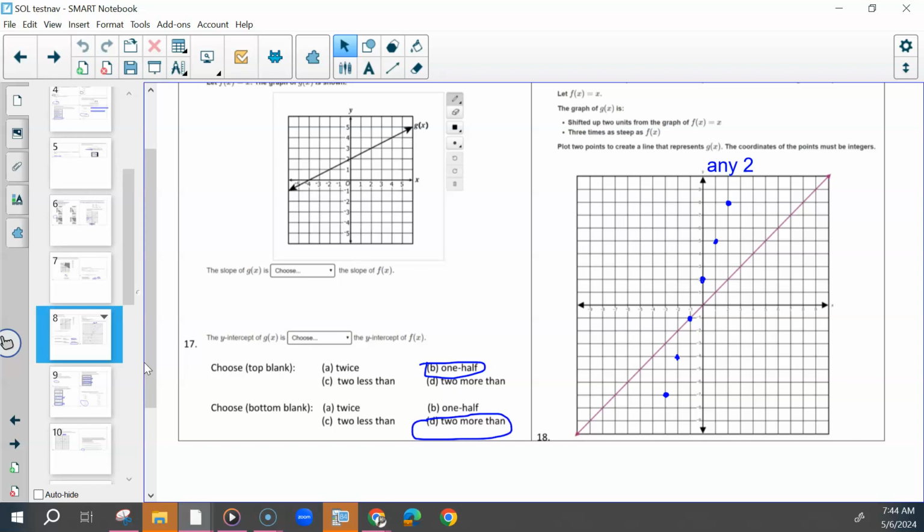For 18, you should have had any 2 of these points. You should not have drawn a line through it. You just had to plot 2 points. So there will be some questions that will say a line will form, but this one, make sure you're reading the directions, because this one just asks for 2 points.